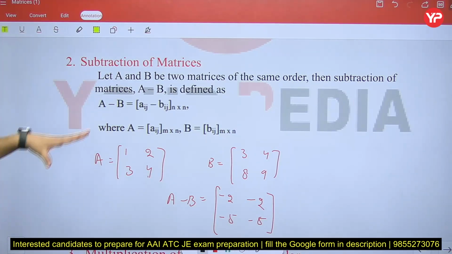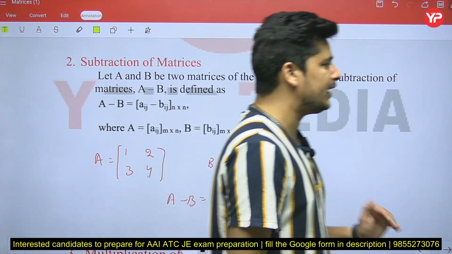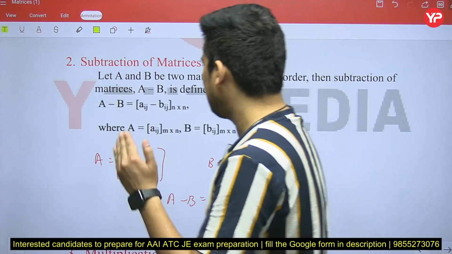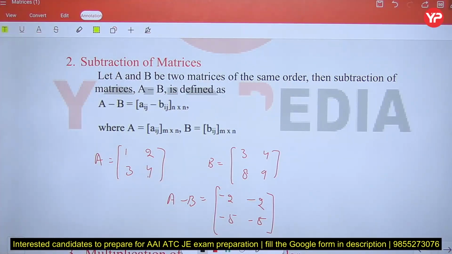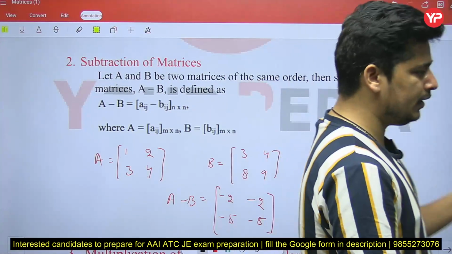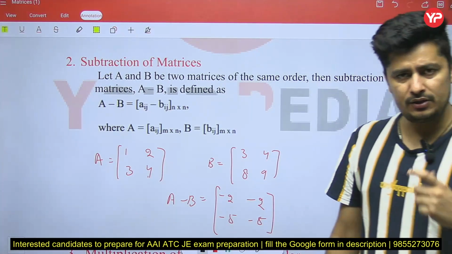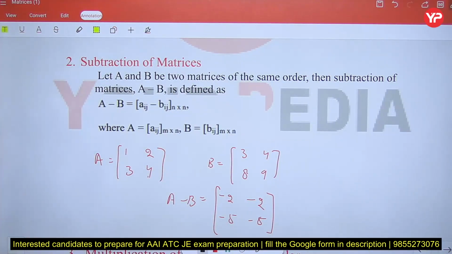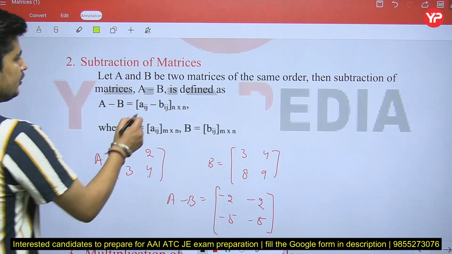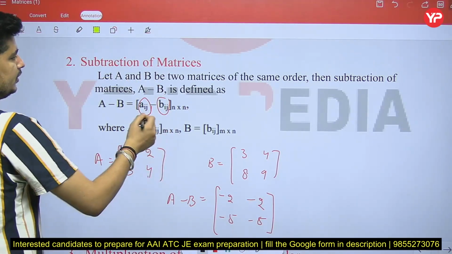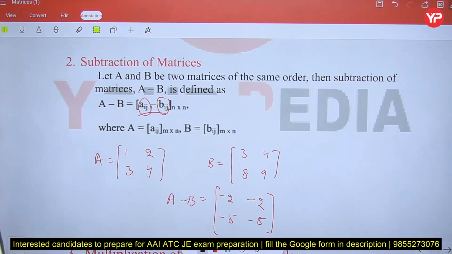So how can we do that? I am again repeating the steps. Whenever you are performing subtraction, first you have to check that both A and B are of the same order. When you check that both A and B are the same order, then you have to do A minus B element by element. You have to subtract Aij minus Bij for A and B of M cross N, right?